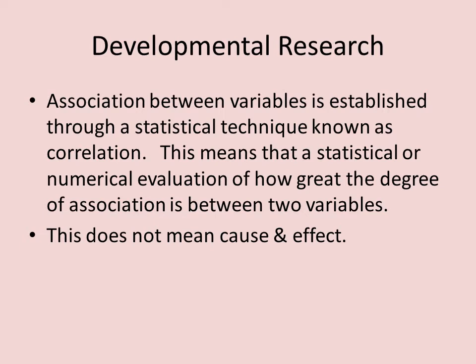Because the sequence of events is not under the observer's control, however, cause and effect cannot be determined. Just because two variables are associated does not mean that one causes the other. Typically, the association between variables is established through a statistical technique known as correlation. This technique provides a numerical evaluation of how great the degree of association is between two variables.